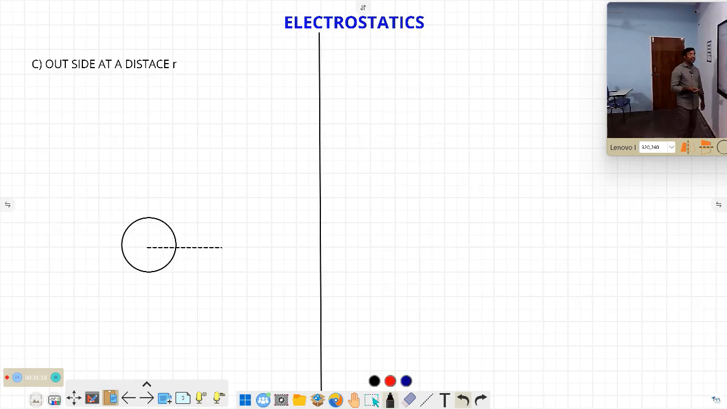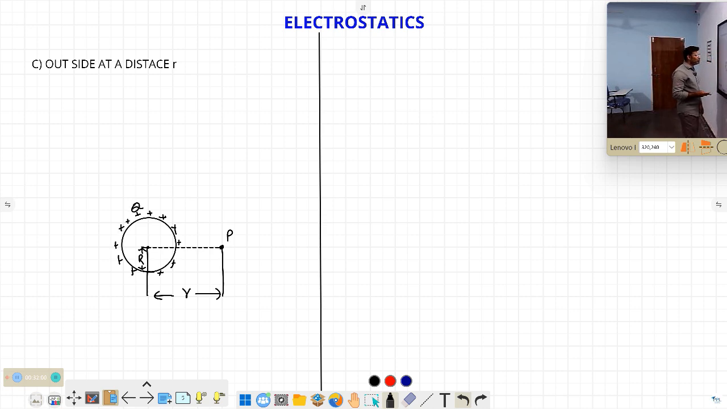Now next, we are calculating the electric field intensity due to this charged sphere at an outside distance of r. From the center of the sphere, this line goes to an outside point P, and I want to calculate the electric field intensity at this point P. The distance of this point from the center is small r. Capital R is the radius of the sphere. So the point is at a distance of small r. The total charge of this charged body is capital Q.